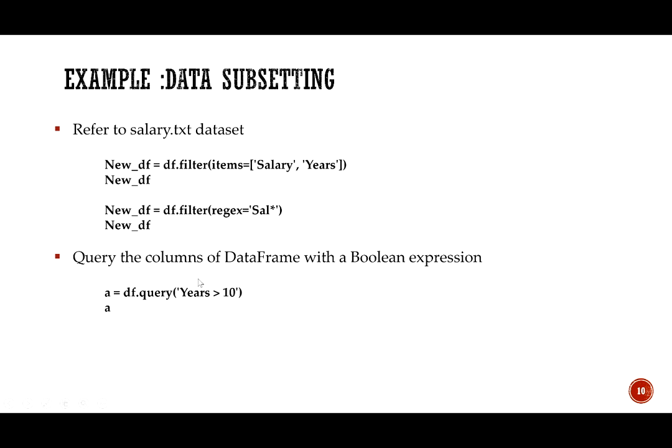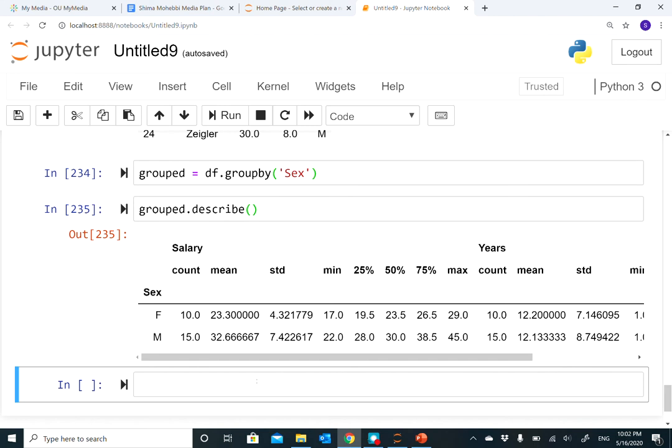For query, let's say we want to find employees who have been with the company more than 10 years. So this would be our Boolean expression: df.query, then refer to years, the column, such that their values are greater than 10. And then we can see the result. Let's implement this.